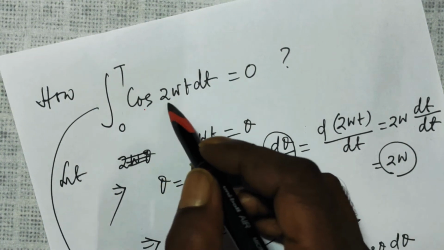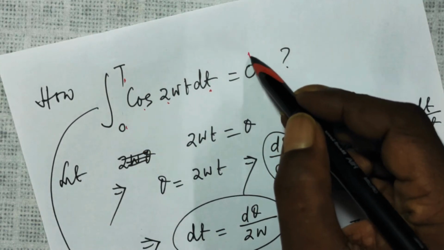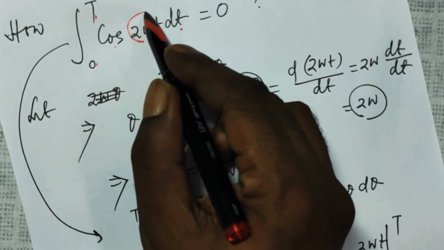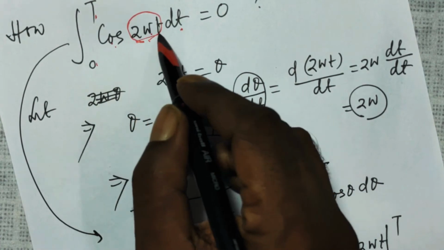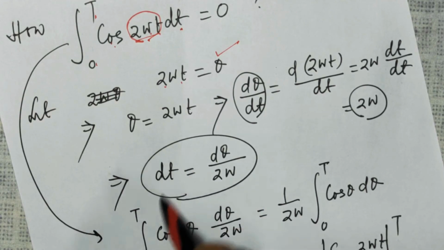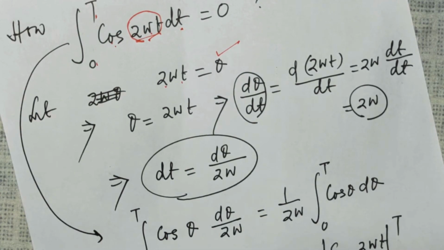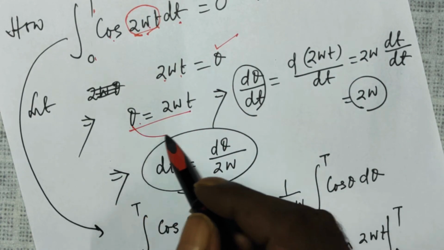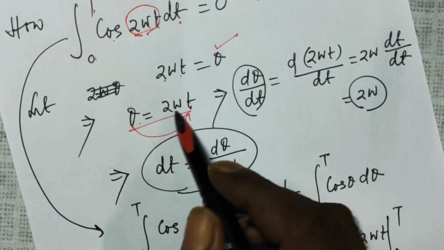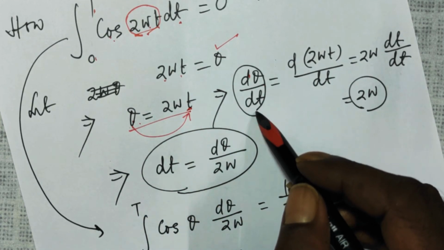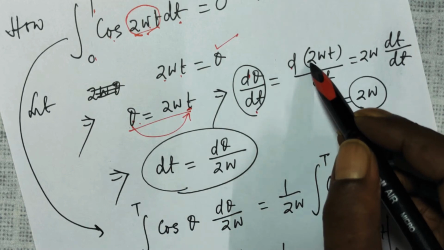How integration of cos 2 omega t dt from 0 to T is 0? Very, very simple. This must be an angle because it is cos of an angle. So let 2 omega t be theta, suppose. I do it so because it will be simpler for you to understand. So theta is equal to 2 omega t. So theta is depending on time, which means I can differentiate theta with respect to t. So d theta by dt is equal to derivative of 2 omega t.